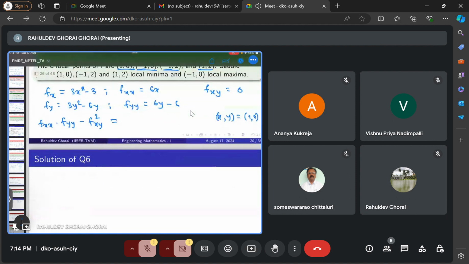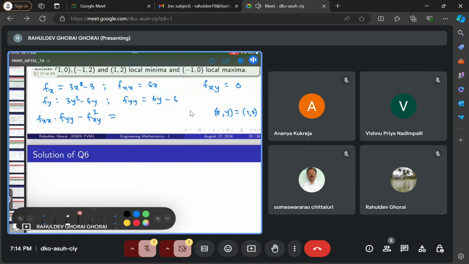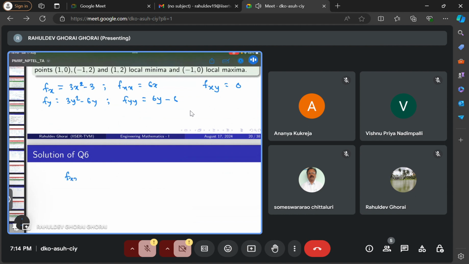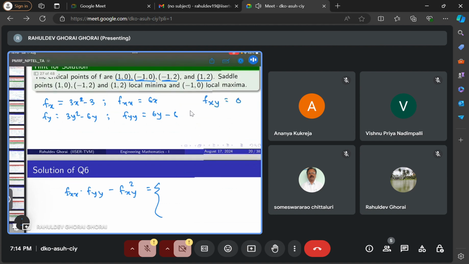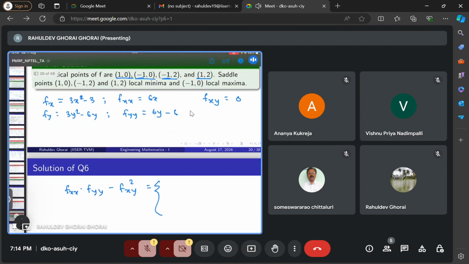So let's write it here properly. Leave this here. We'll try to find out because we have got all the points. So now we'll have f_xx times f_yy minus (f_xy) squared, which will be, suppose at (1, 0). So at (1, 0), x equal to 1, y is equal to 0.